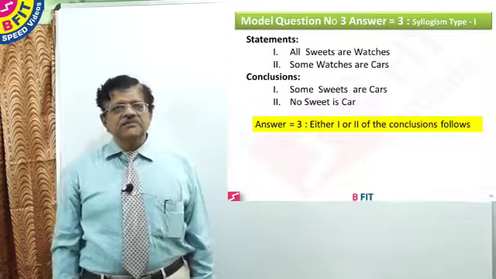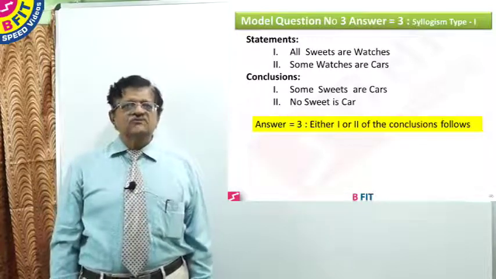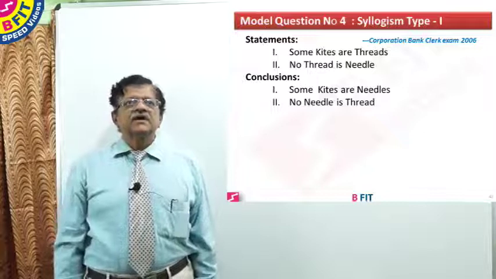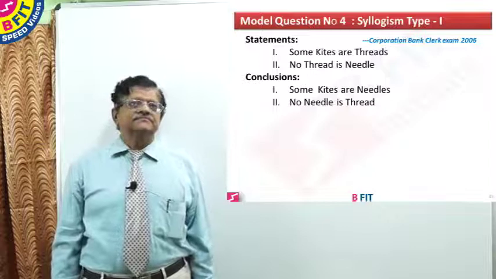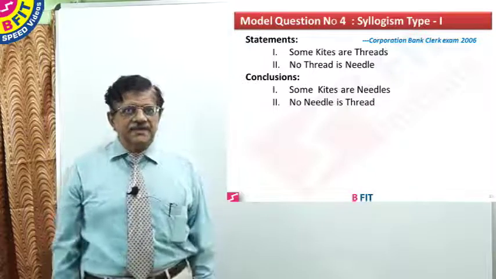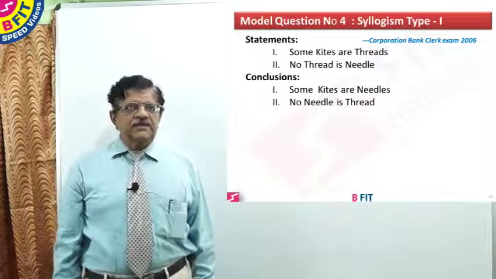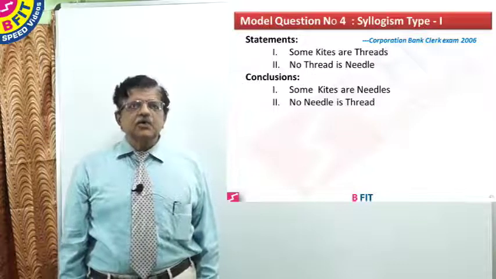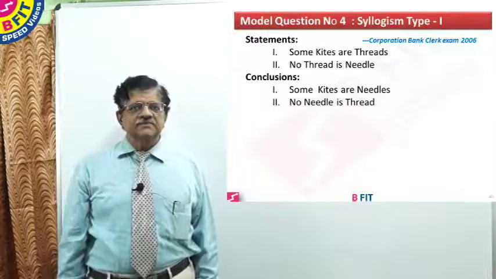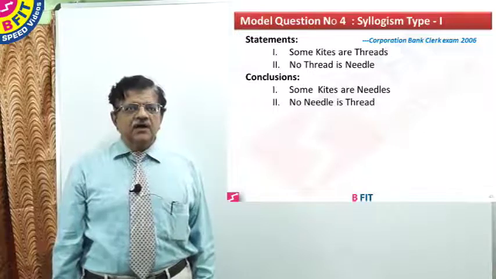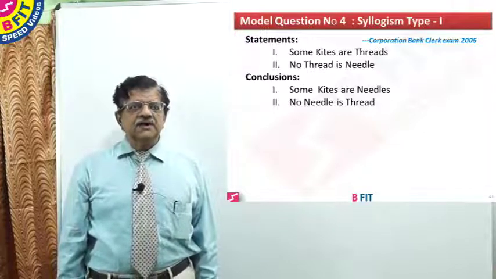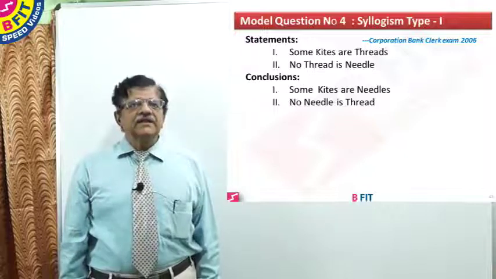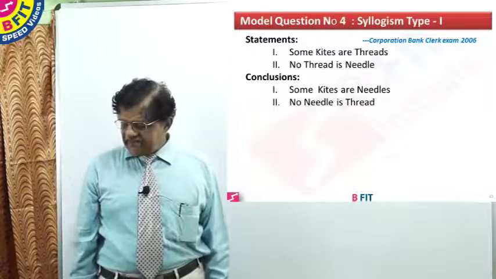Now having seen question number 3, let us go to question 4. Question 4 is taken from the Corporation Bank Clerk Exam 2006. The statements are: some kites are threads, and no thread is needle. The conclusions we have to test are: conclusion 1, some kites are needles, and conclusion 2, no needle is thread. Let us see the working.